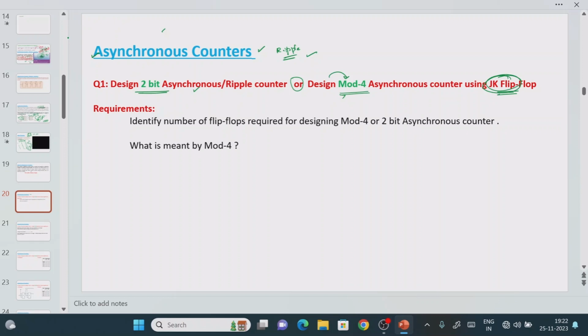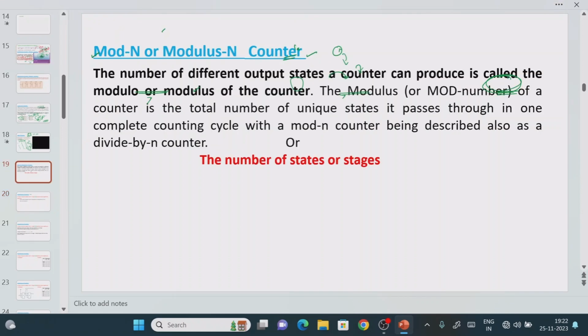Now first, before going to the implementation of the circuit representation, we will see what is the meaning of mod 4 as well as what is the meaning of the 2-bit, right? The first point is what is the meaning of mod 4? Mod represents the number of states, right? The simple definition for a mod n or modulus n counter is that it represents the number of states or number of stages. So what do you mean by this?